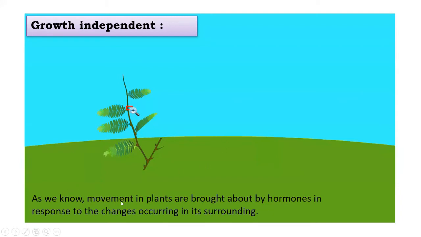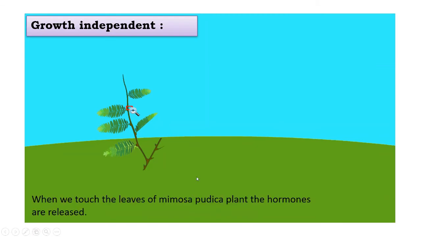As we know, movement in plants is brought about by hormones. We have already learned that all of the movement in plants takes place with the help of hormones. These hormones are released in response to certain changes in the surroundings, and these changes are nothing but the stimulus. As soon as the plant gets some stimulus, there is secretion of some hormones, and because of the presence or absence of these hormones, the plant shows movement. We've already learned that in our previous lectures.